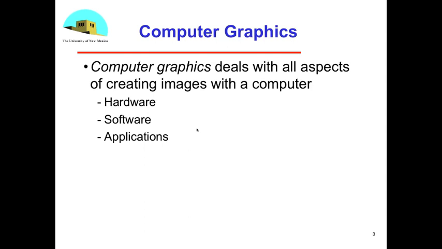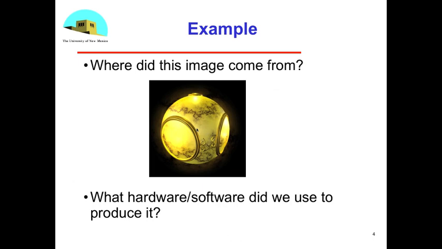Now let's start with a very simple image. This is in your books. It was done by Hugh Walker at the Arts Lab for a dome project we were working on. It looks like a Christmas tree ornament, but it actually was a little sun object that we were putting in an animation. So we'd ask, where did this image come from? What techniques did we use to produce it?